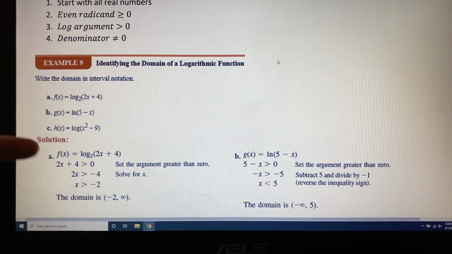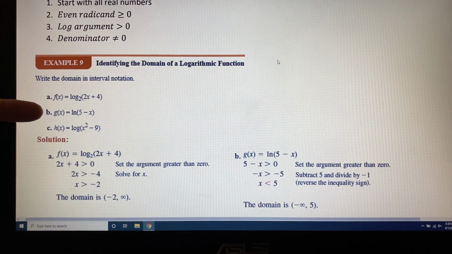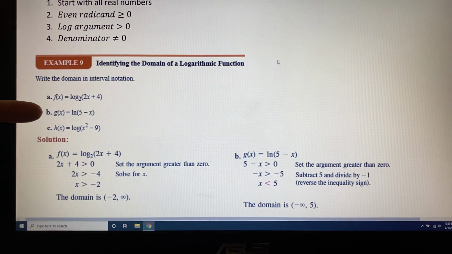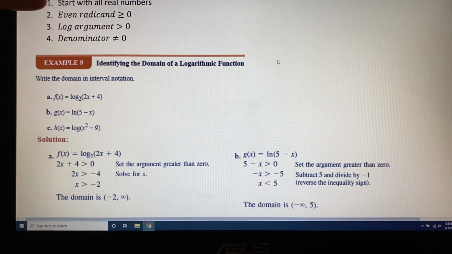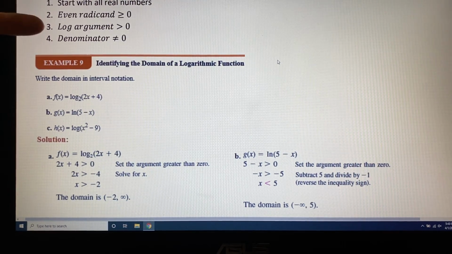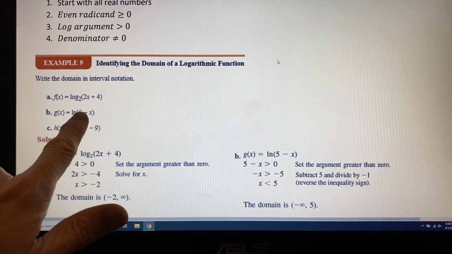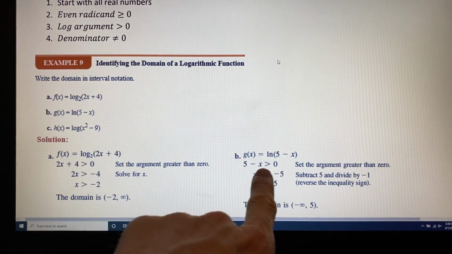Let's look at part B. G of x equals the natural log of the difference 5 minus x. We go through the 4 steps. Once again, we start with all real numbers. Once again, there are no even index radicals or denominators, so we only have to focus on step 3. Set the log argument to be greater than 0. So we have 5 minus x is greater than 0.